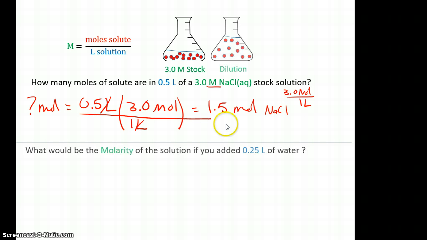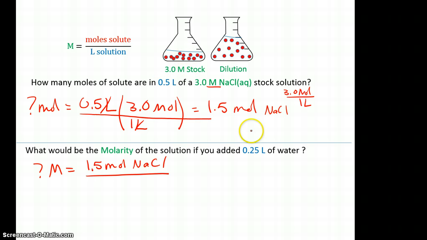So what would happen if we wanted to make a dilution? If we just wanted to go ahead and add 0.25 liters of water to that solution, what would the new molarity be? So now it's question mark molarity, and so we're going to come up to the formula and use this. Well, the moles of solute didn't change, right? We still have our 1.5 moles of NaCl. What did change is the volume of solution, the liters of solution. We started with 0.5 liters here. We added 0.25 liters. So if you add those together, we're now up to 0.75 liters of solution total.